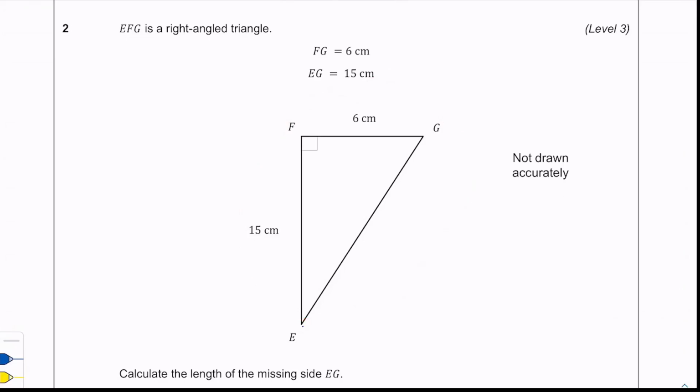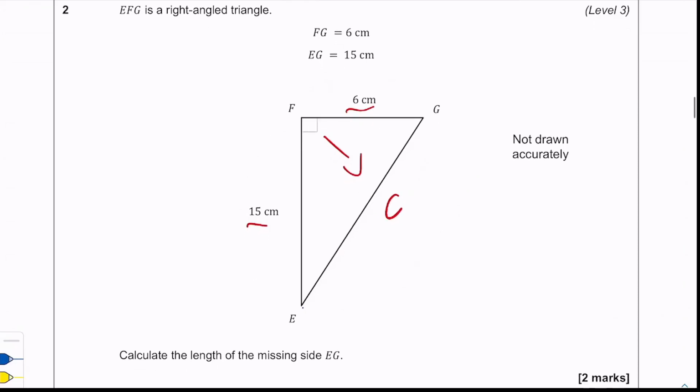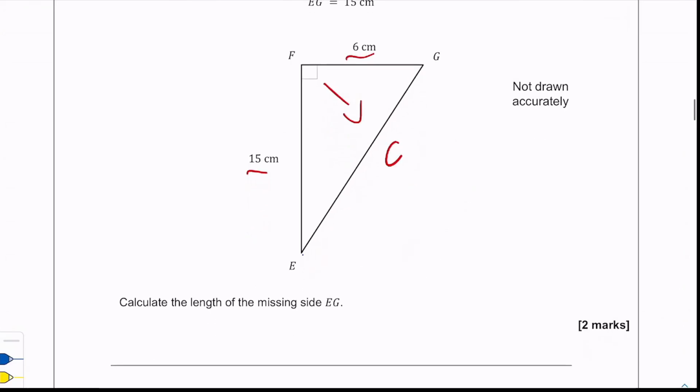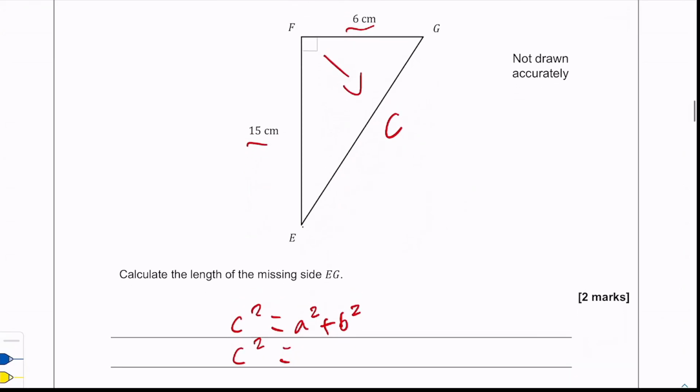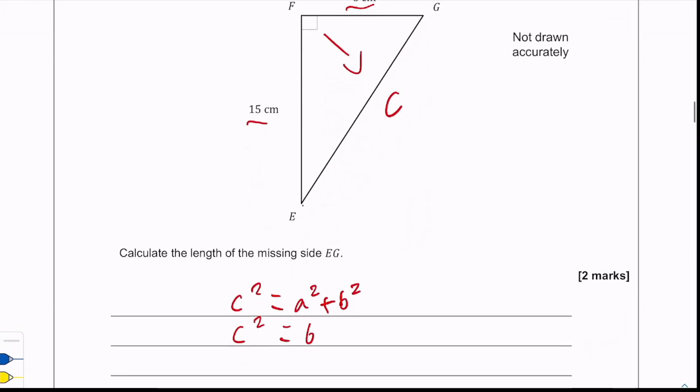Question 2 is pretty similar, just the triangle has been rotated, which shouldn't put you off, because the hypotenuse stays opposite the right angle, so we call this C. We're then told we've got 6 centimetres and 15 centimetres. What we need to do is write down our formula: C squared is equal to A squared plus B squared. Substitute in our values, so C squared is equal to 6 squared plus 15 squared.